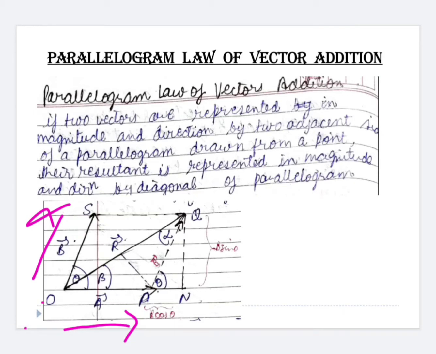So how can we find the resultant? The resultant of these two adjacent sides of the parallelogram is given by the diagonal of the parallelogram. And what will be the diagonal? You can see this OQ. It will be the diagonal of the parallelogram. And what is the parallelogram here? You can see this O, P, Q and S. It is a parallelogram.